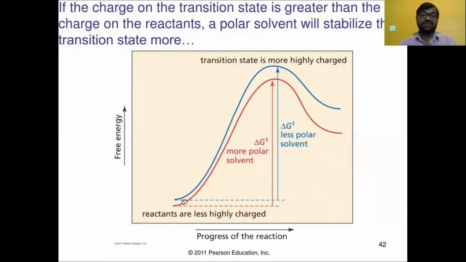Because of this, as you can see, when we perform this reaction in two different solvents, a more polar solvent and a less polar solvent, the more polar solvent may require less free energy, क्योंकि transition state अच्छे से stabilize होगी. So that is why this happens to be the progress of the reaction, which can be good to stabilize the transition state.